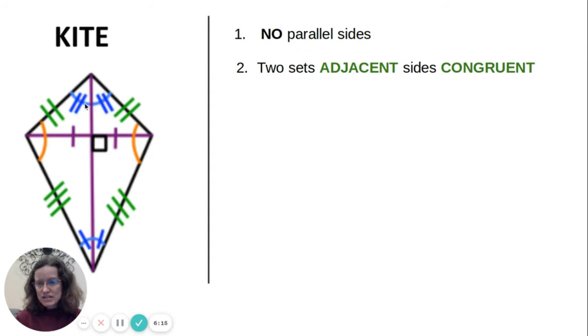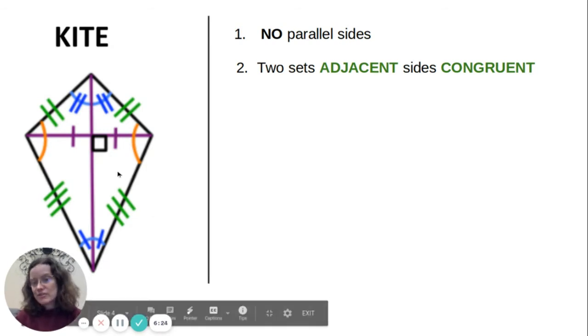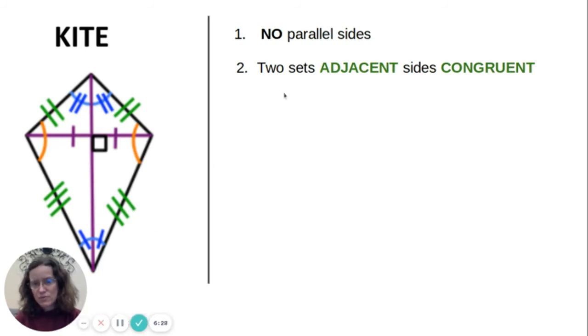So these adjacent ones on top are congruent. I've marked them with 2 marks. And these guys on the bottom are congruent. But they aren't congruent to each other, obviously. That's why these ones are marked with 2 and these ones are marked with 3. So 2 different sets of adjacent congruent sides. This gives you all sorts of fun properties.